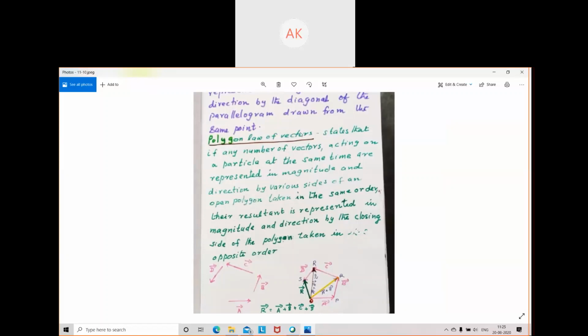I will show you the statement again. It states that if any number of vectors acting on a particle at the same time are represented in magnitude and direction by the various sides of an open polygon taken in the same order, their resultant is represented in magnitude and direction by the closing side of the polygon taken in the opposite order. So study the statement well, and everyone should know how to state it and draw this figure. Statement and figure also.